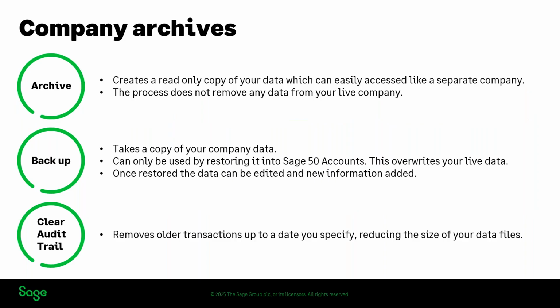Okay, so again, a bit of a comparison, because like I say, everybody always gets these three mixed up. The archive takes a read-only copy of your data and stores it within your data path. You open it like a separate company, and it does not remove transactions from your data, and you also do not specify a date to run the archive.